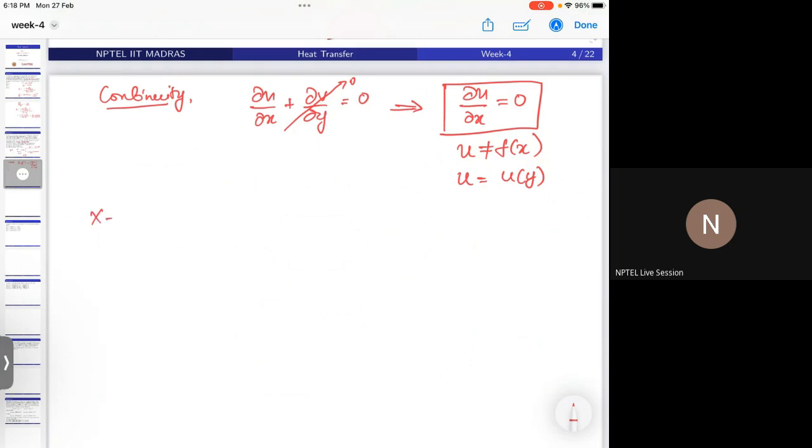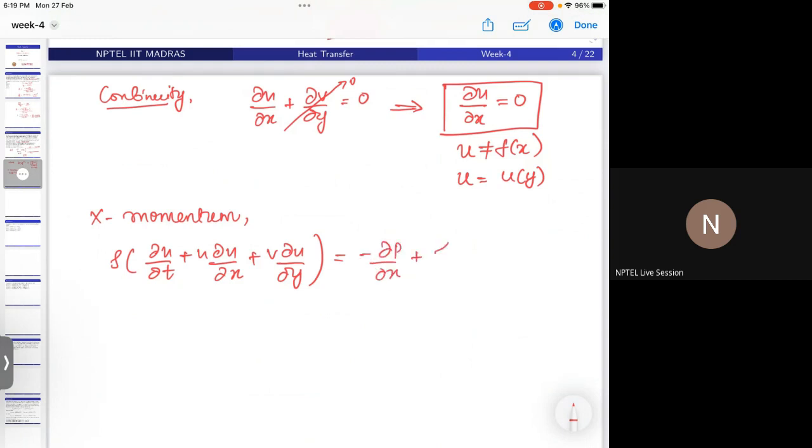What is the x momentum equation? Rho times dou u by dou t plus u dou u by dou x plus v dou u by dou y is equal to minus dou p by dou x plus rho gx plus mu times dou square u by dou x square plus dou square u by dou y square. Am I right?